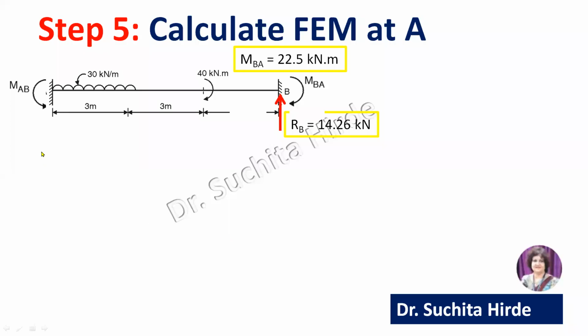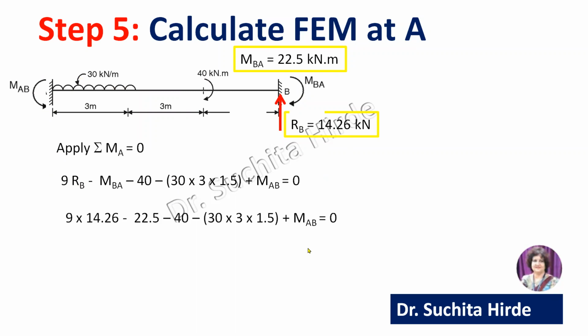Now let us see how to calculate the moment at the other end, that is MAB. After solving the compatibility equations, we got RB as 14.26 kilonewton and MBA as 22.5 kilonewton meter hogging. So we will apply the condition summation of moment at A is equal to 0. If you apply it, you will get 9 RB minus MBA minus 40 minus 30 into 3 into 1.5, because the distance from A is 1.5, plus MAB is equal to 0.